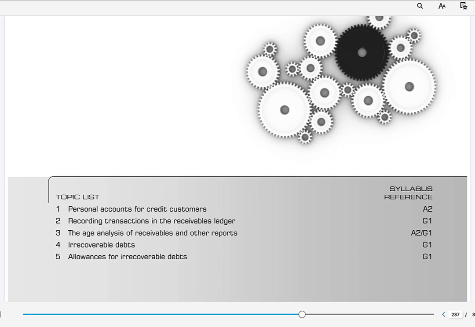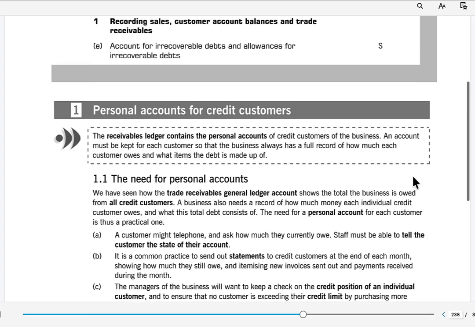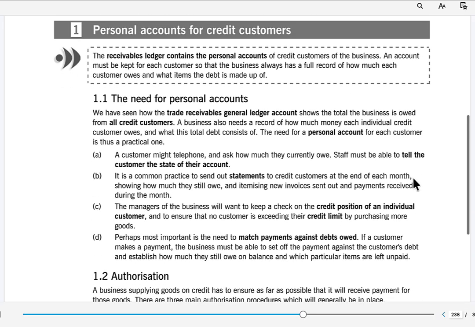All right, class. Now we explain only Lesson 1 of Chapter 13, Personal Accounts for Credit Customers. We will not do Section 1.1 yet. Lesson 1 is the foundation of the whole chapter. It answers a simple but very important question. If many customers buy on credit, how does the business keep a clear, organized record of what each customer owes? The answer is the receivables ledger, and inside it, personal accounts for each credit customer.